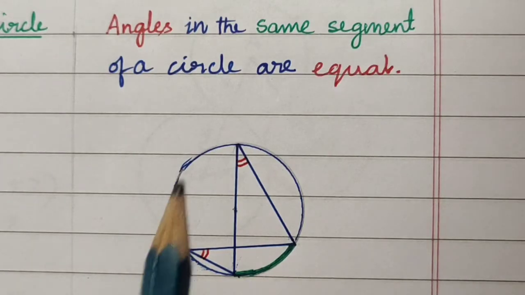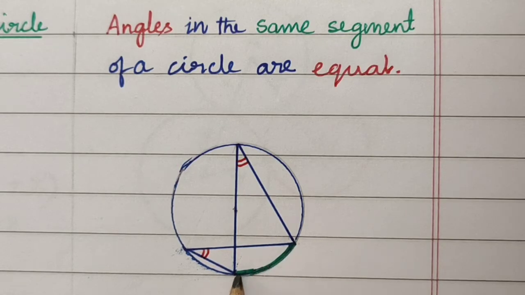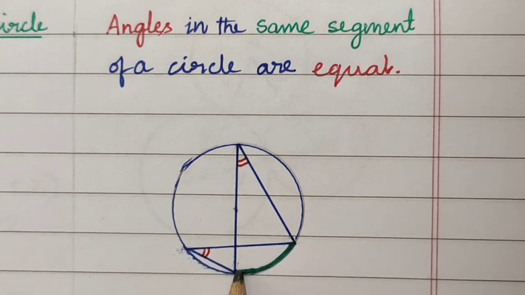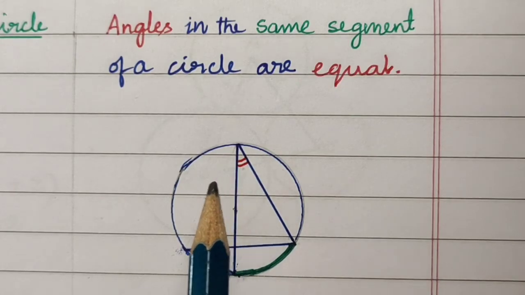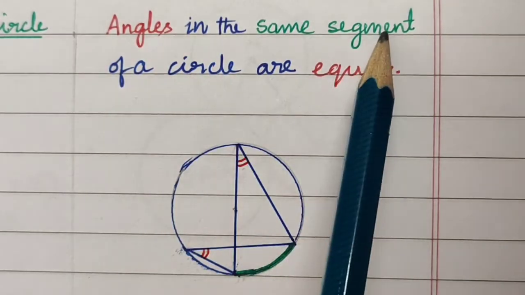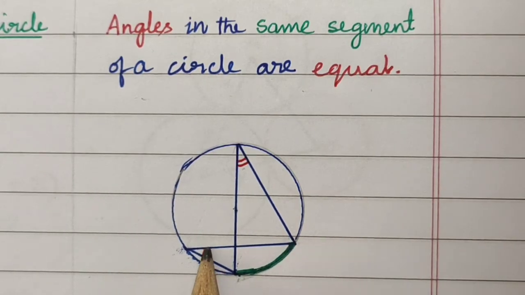The angles in the same segment of a circle are equal. This is the segment of a circle. The angles made in the same circle: this is my angle made by this segment. This is also an angle made by this segment. Therefore, these two are equal. Angles in the same segment of a circle are equal.